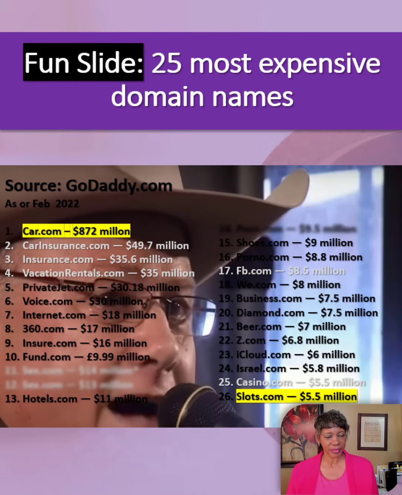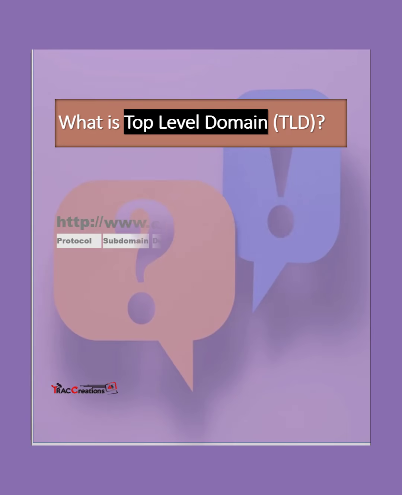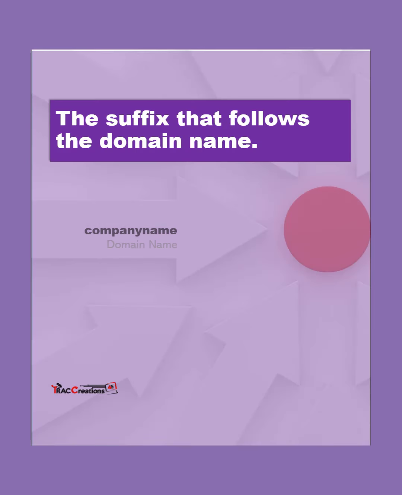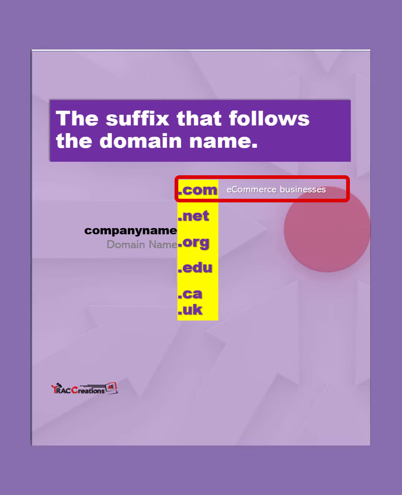Interesting. Okay, so back on track. Top level domain, TLD, is really just the suffix that follows your URL on your website or email address. So when you're buying or creating a domain, you have to think about what that suffix should be. So .com is the most common one, and it's reserved for commercial, e-commerce, and online businesses.